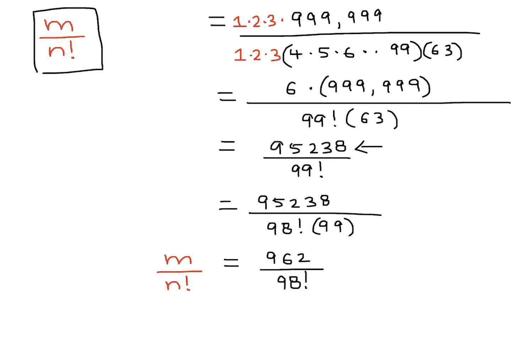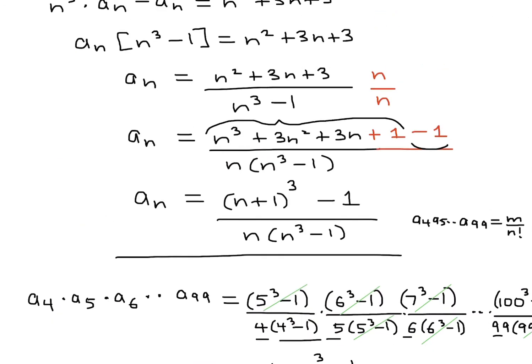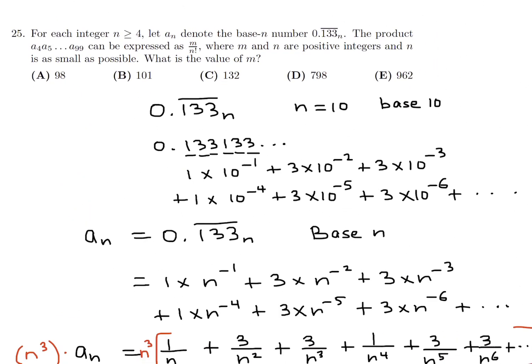Correct? Because if you went to 97 and 98, 962 is not divisible by 98. So therefore, n equal to 98 is the smallest that you can get for n. So therefore, m is 962. And that means that number 25, the answer is E.